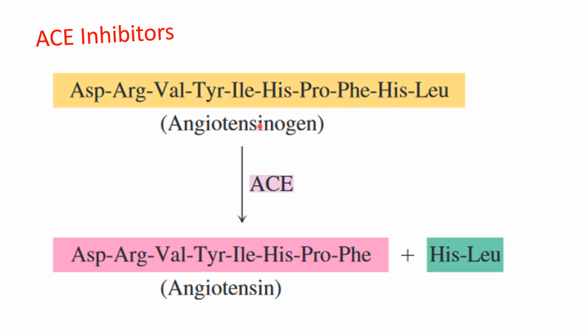So you call this angiotensinogen, which is a decapeptide, meaning there are 10 amino acids. ACE converts the inactive decapeptide zymogen to the active octapeptide form, angiotensin, by cleaving two amino acids from the zymogen structure. So this portion here is removed to become angiotensin.